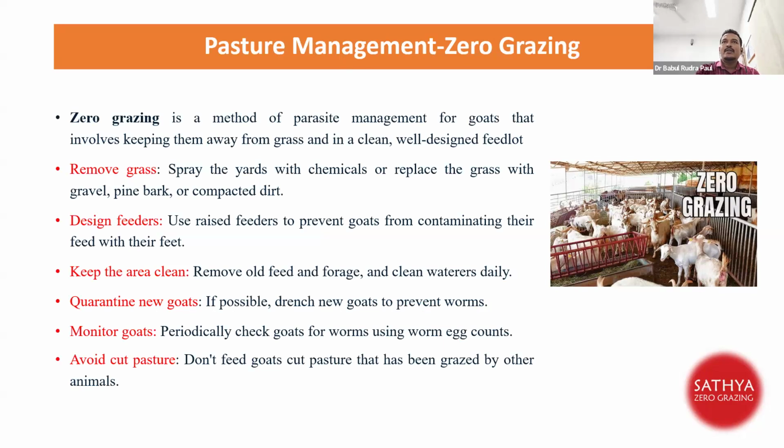In zero grazing, a well-designed area is selected, where there should be no grass in the surrounding area. The feeder should be at a proper height so that there is no chance of contamination of the feed with dung, and the area should be cleaned, and all the other forages and old feed should be removed.